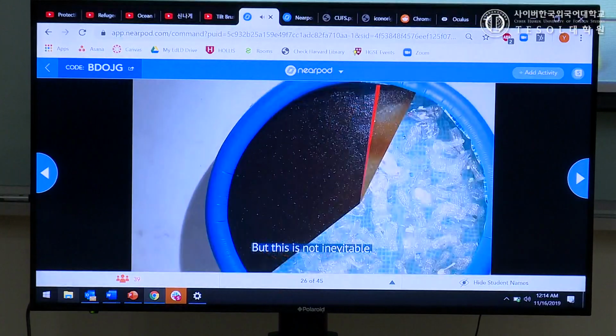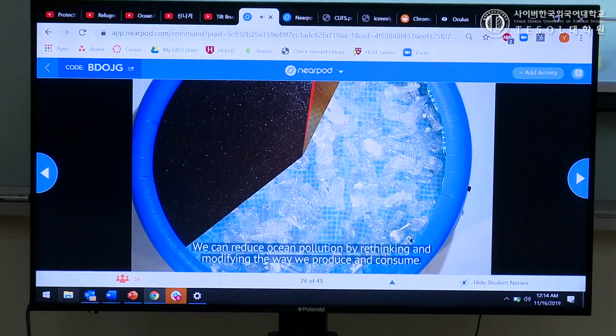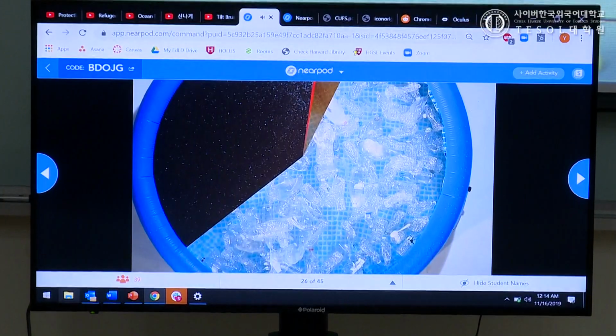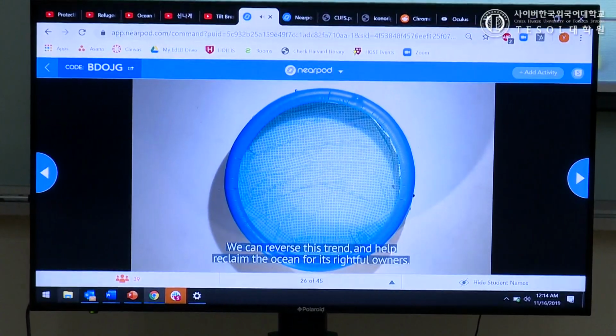But this is not inevitable. We can reduce pollution by rethinking and modifying the way we produce and consume. We can reverse this trend and help reclaim the ocean for its rightful owners.